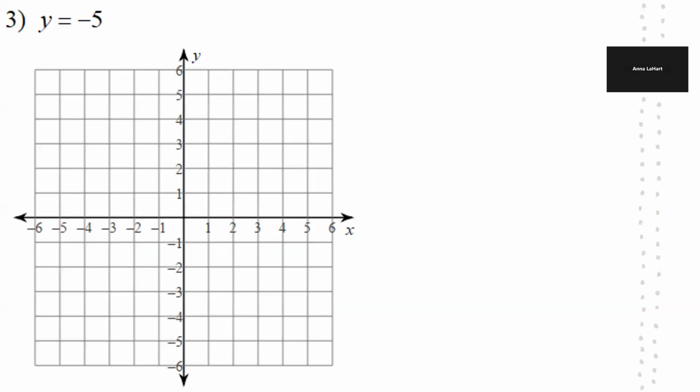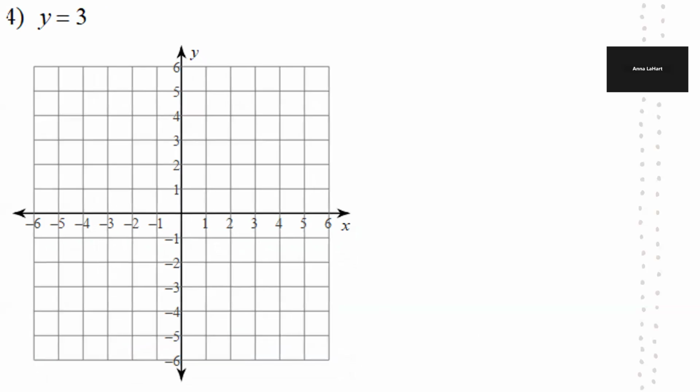Number 3, again, we got y equals -5. Where is y equals -5? Boom, there we go. Okay. There's 3 points and a straight line. Okay, 4, y equals 3. All right, there's where y equals 3, and then the 3 points make a line.